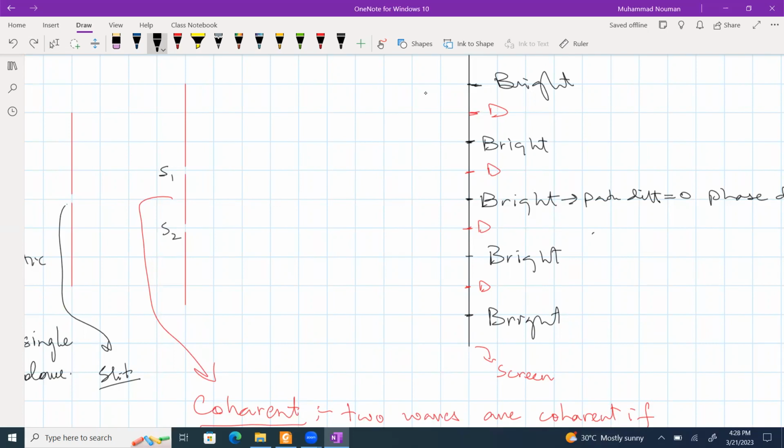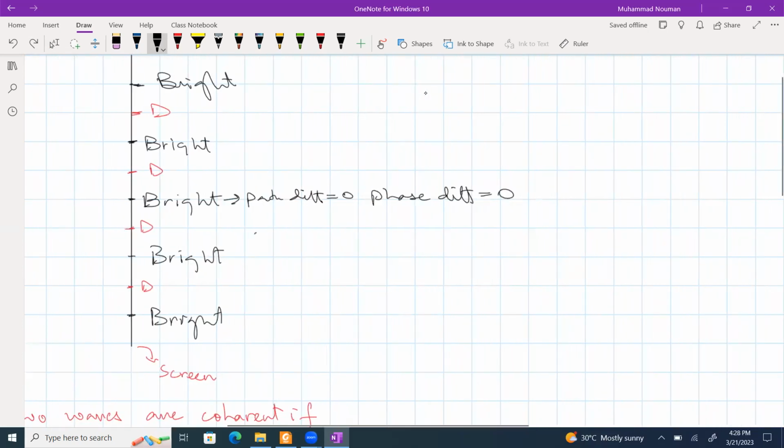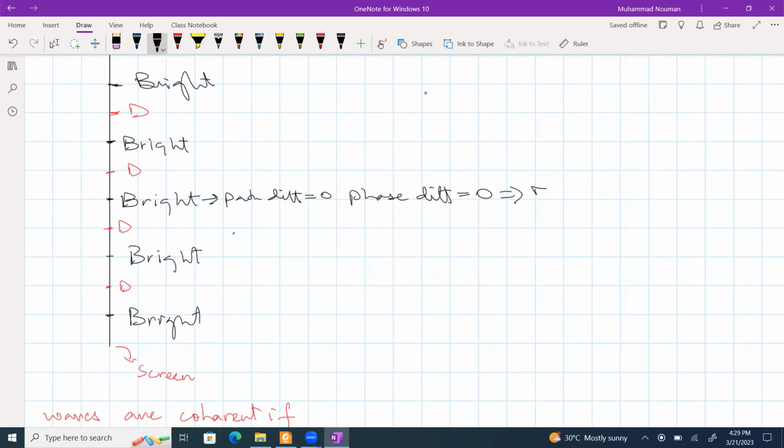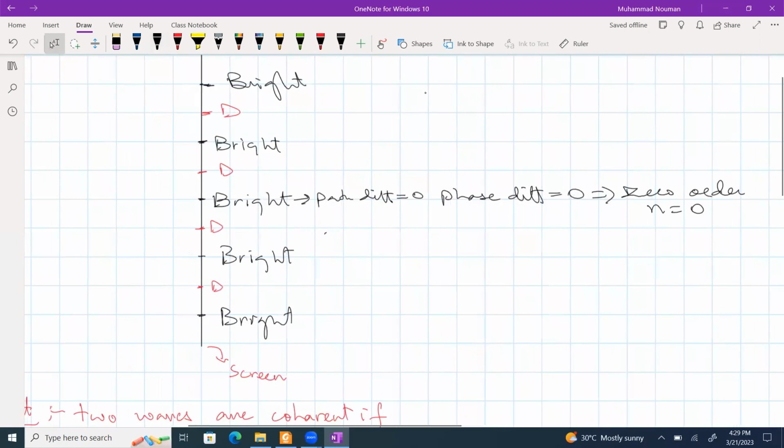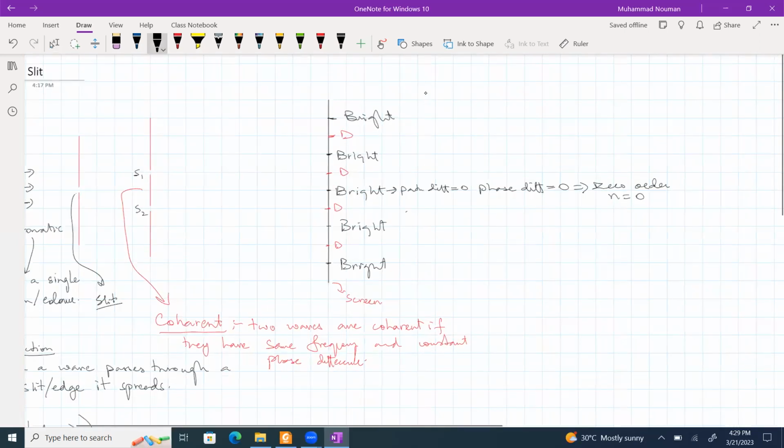And this bright fringe is called the zero order bright fringe. Means its n is zero. So for this bright fringe, we take n equals 0. Anyways, let's proceed to the first bright fringe here, I mean, another bright fringe, either here or here. Both these bright fringes behave in the same way, because the pattern is symmetric.